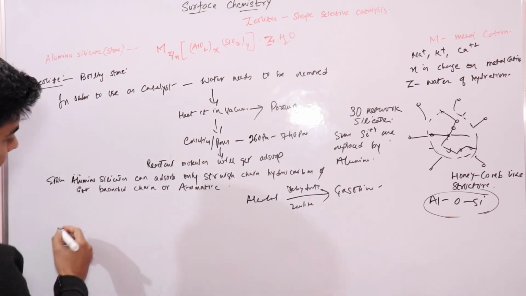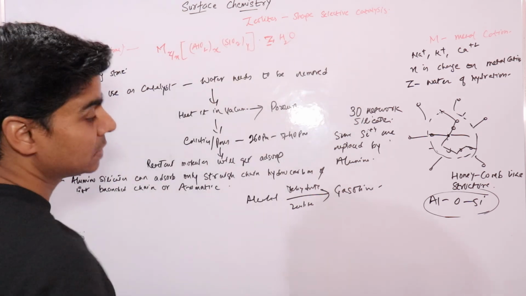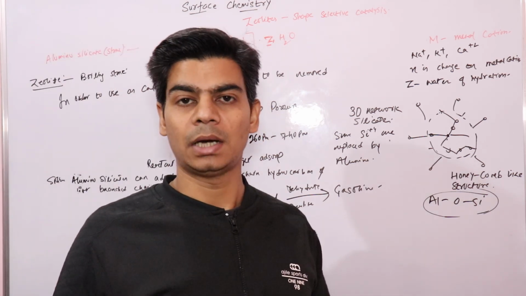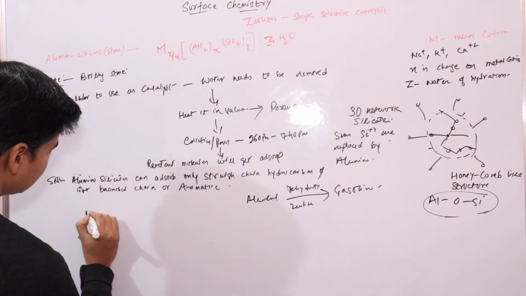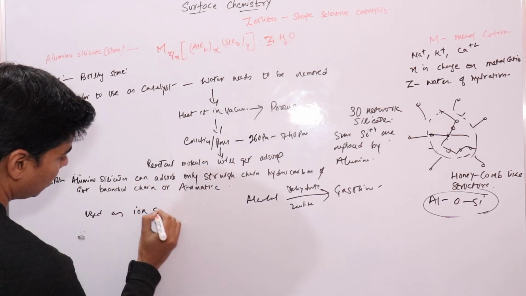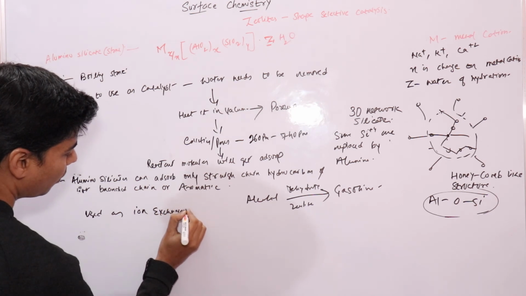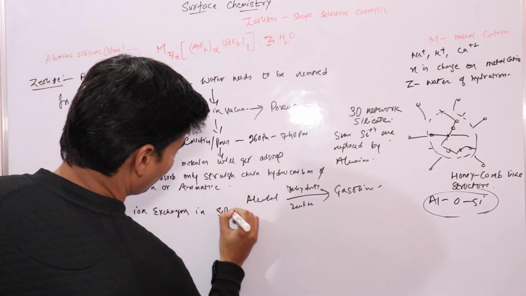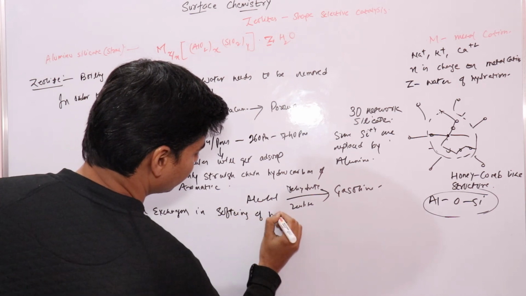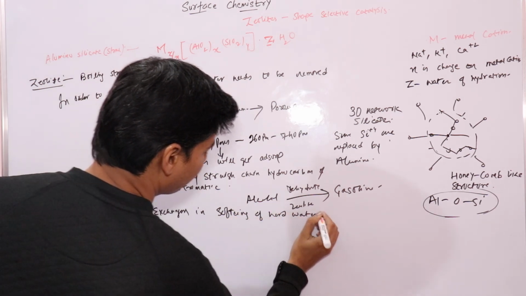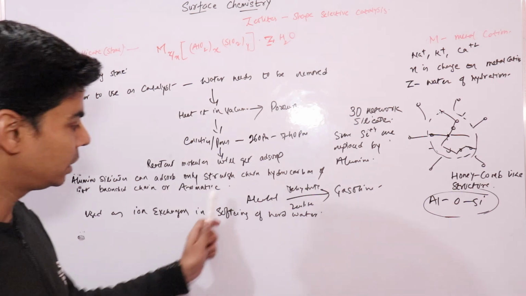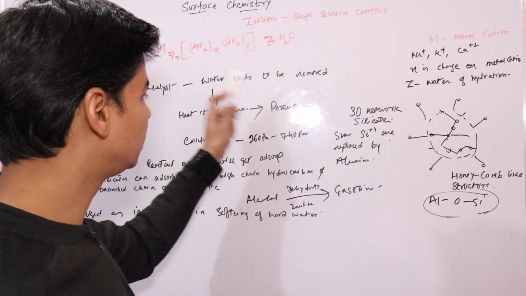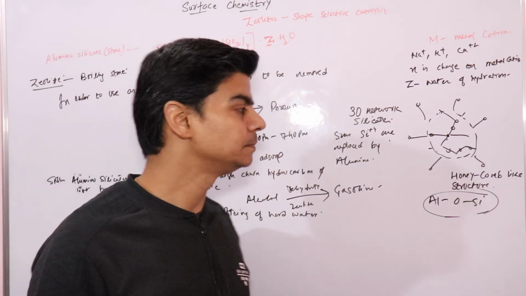These hydrated zeolites are used as ion exchangers in softening of hard water. So we have two uses now. One is as ion exchangers, and one we have already understood, that these are used as catalysts.